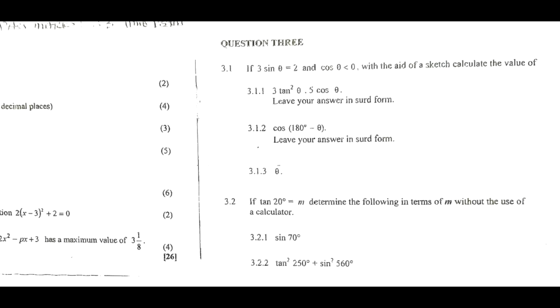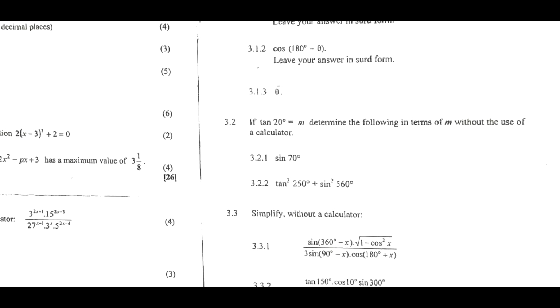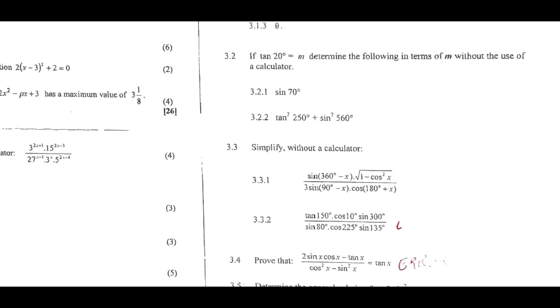Then 3.1.3, we need to find the value of θ. 3.2, if tan 20° = m, determine the following in terms of m without the use of a calculator. 3.2.1, sin 70°. 3.2.2, tan² 250° + sin² 560°. Then 3.3, simplify without using a calculator.